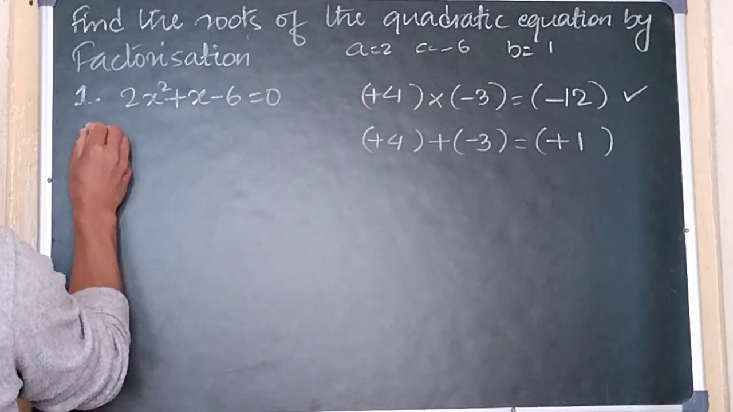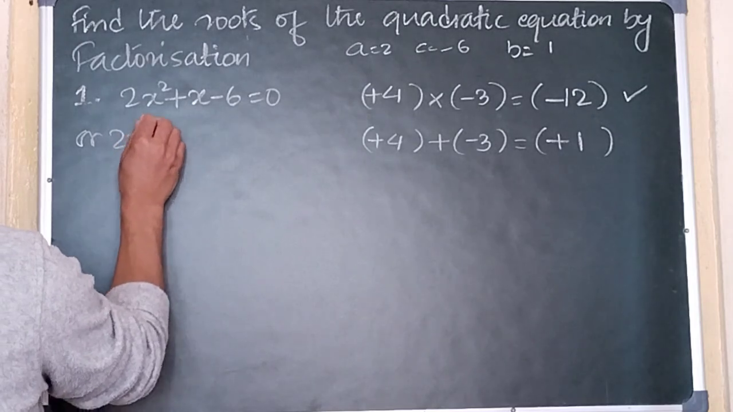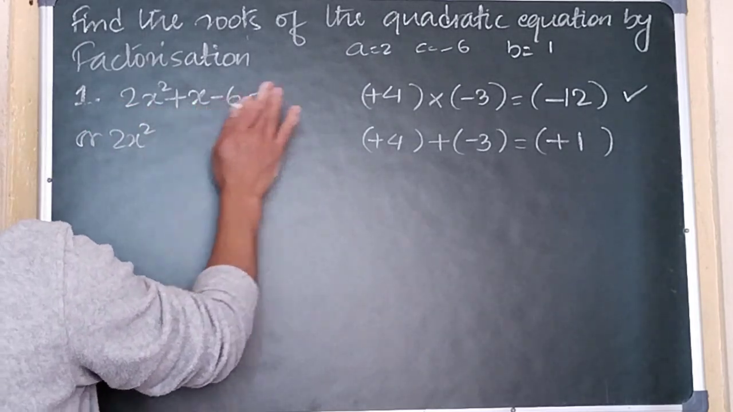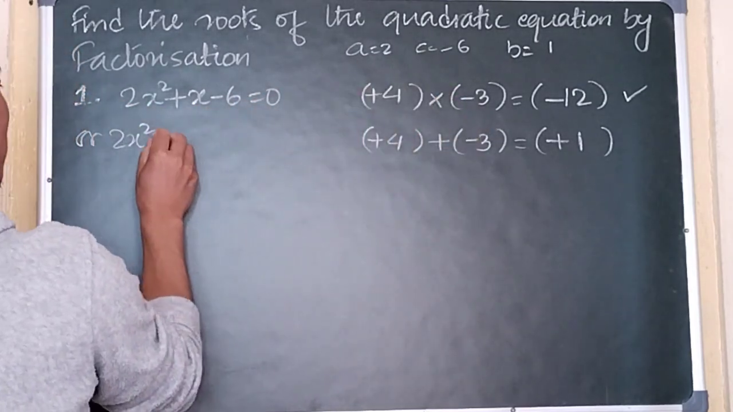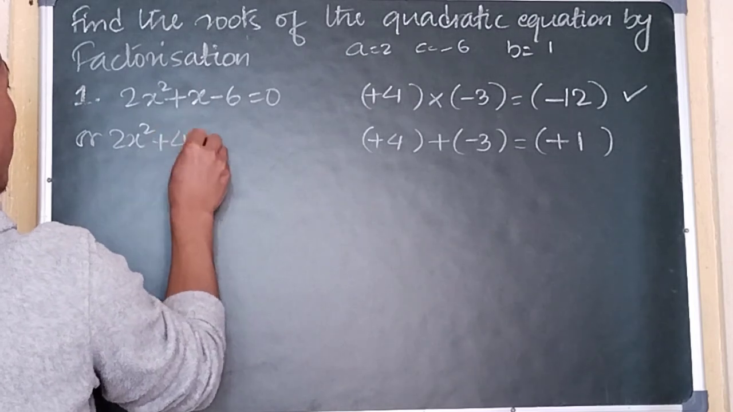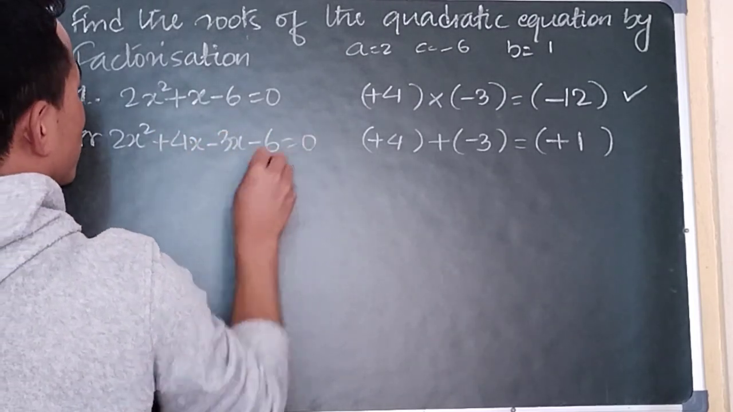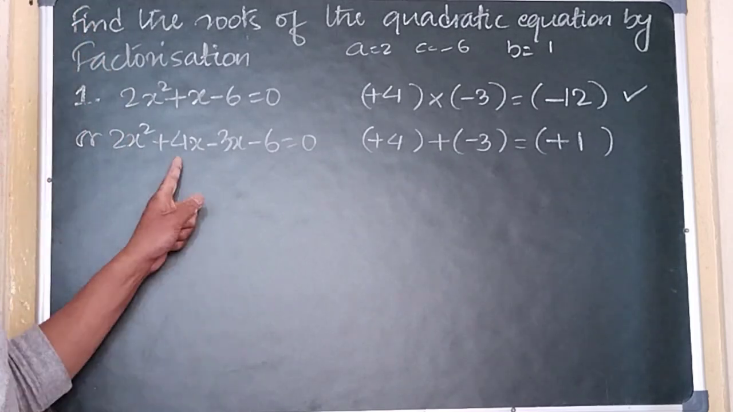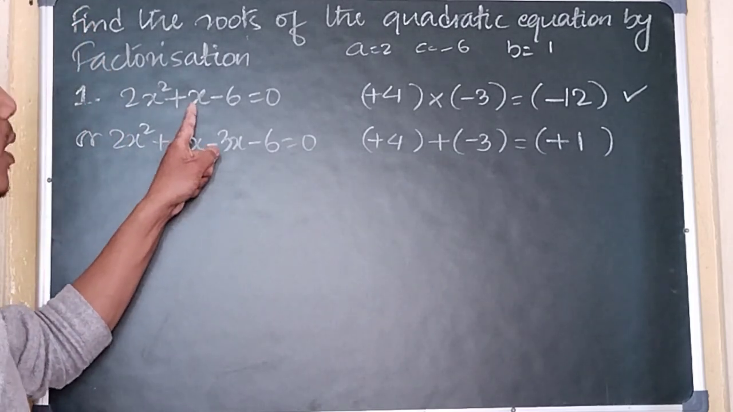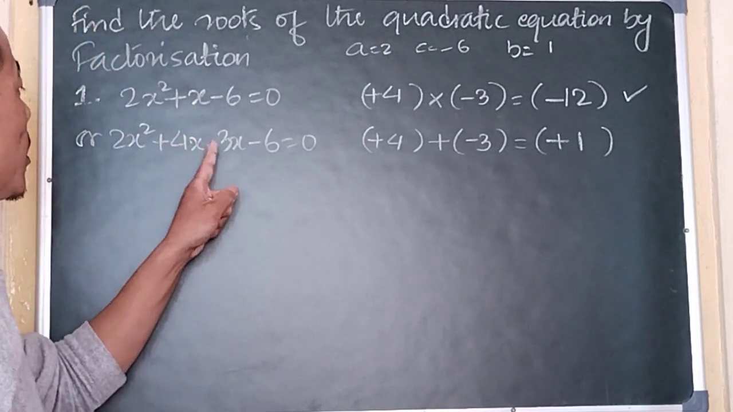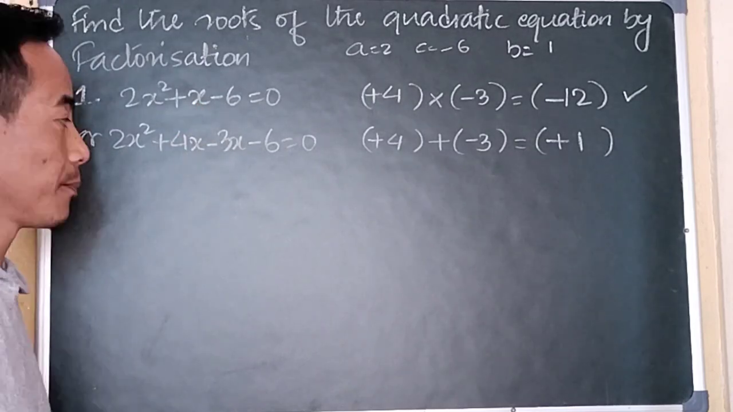So this equation here can now be written as 2x squared. Instead of x, we will write plus 4 and minus 3x. So plus 4x minus 3x minus 6 is equals to 0. So if you see, the difference will give us plus x here. 4x minus 3x will give us x.